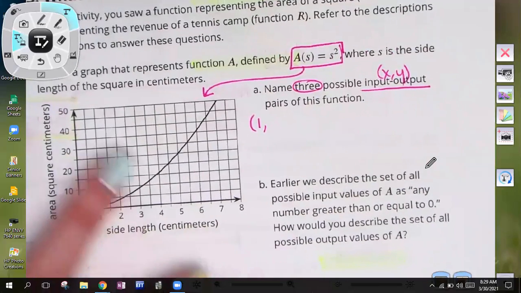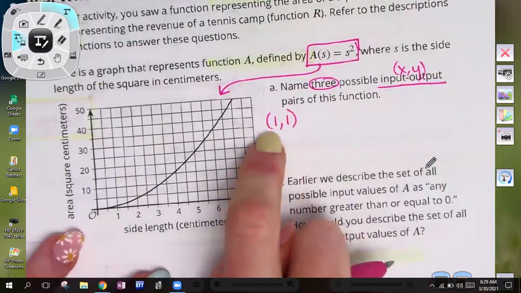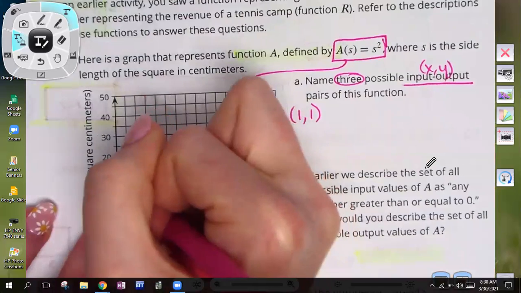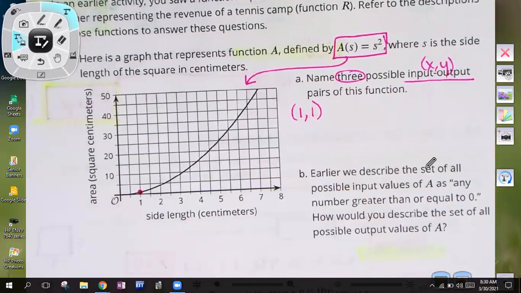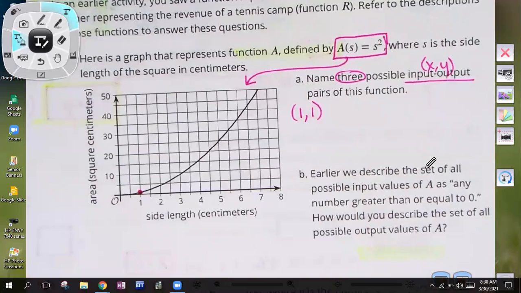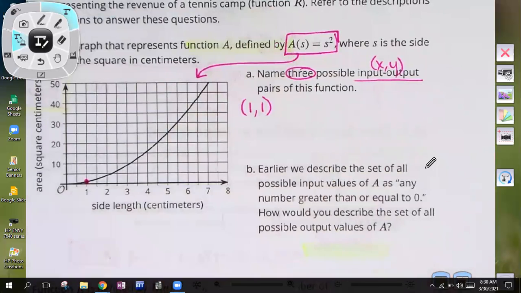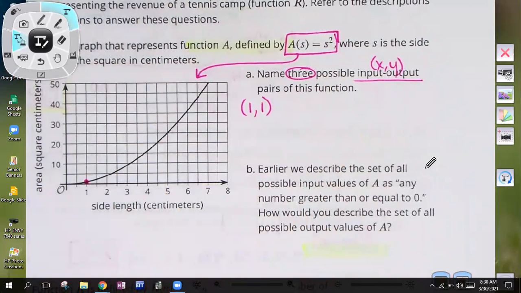Think about it. It would be 1, because 1 squared would be 1. Let's look on the graph. Yeah, that looks about right. Okay, so it's kind of hard to see it on the graph, so we also have to know how we're getting them. All right, what is another input-output pair that would be true for this function, Ava?